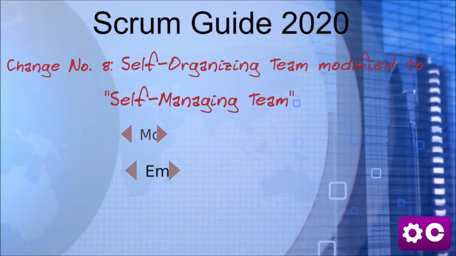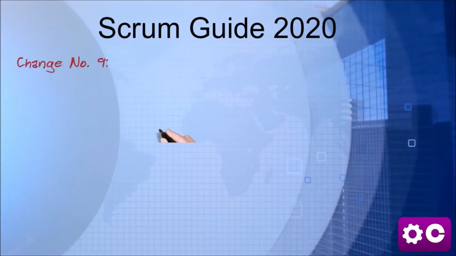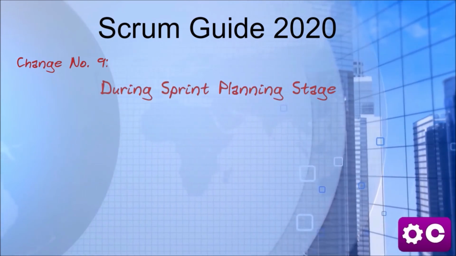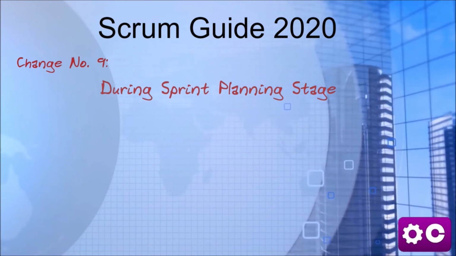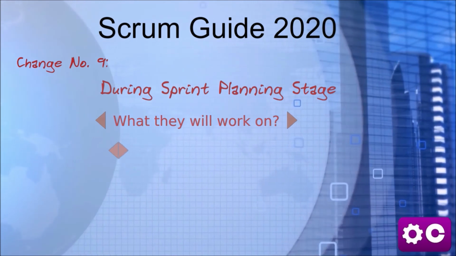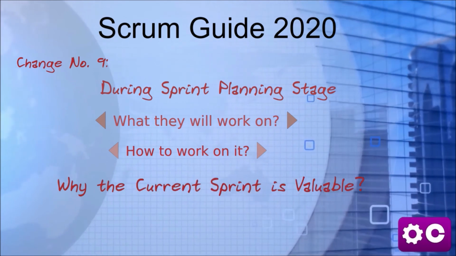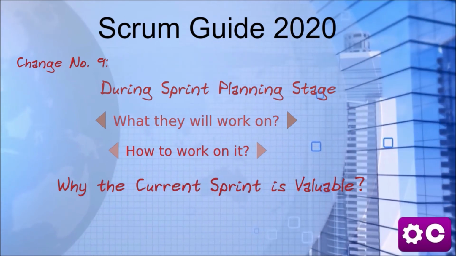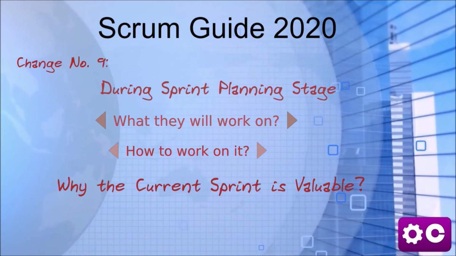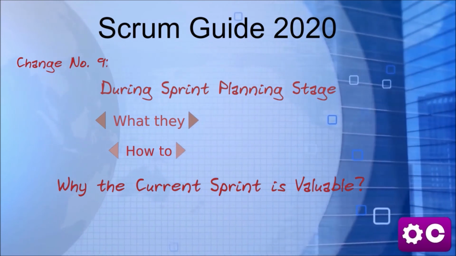The ninth notable change in Scrum Guide 2020 is in the sprint planning stage, where a third topic to be discussed is introduced. Now the Scrum team will discuss what they will work on and how to work on it, and the newly added third topic is why the current sprint is valuable. This update is important as the Scrum team gets a purpose when they answer the why for the sprint and gets focused on achieving the same in terms of the sprint goal.